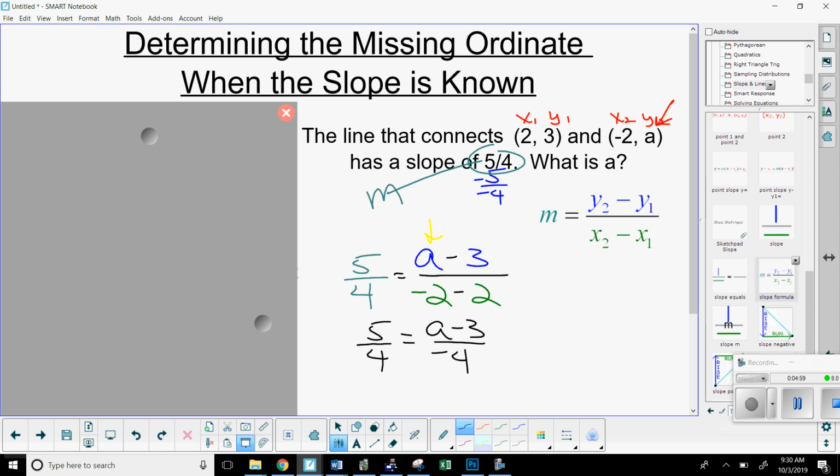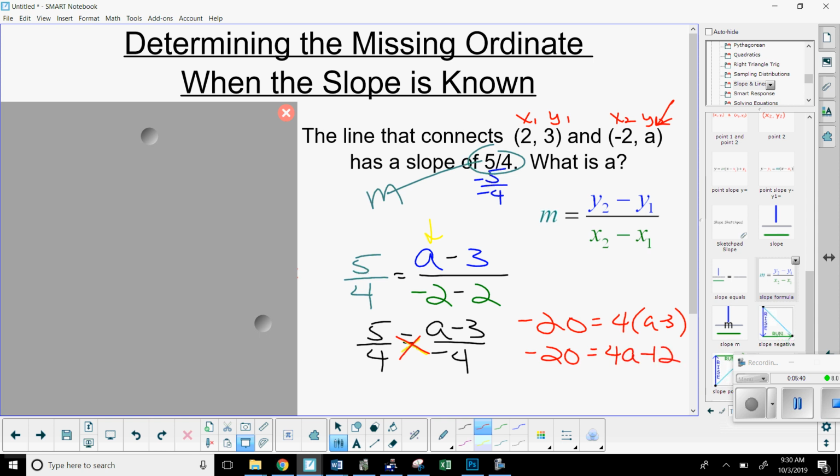Well, I have two equal fractions. When you have two equal fractions, your best strategy, your most versatile, most reliable strategy is to cross multiply. So I'm going to do negative 4 times negative 5 and get negative 20 from doing that product. And then I'm going to do the next product of 4 times a minus 3, the quantity thereof. So from there, I just need to be able to solve. I'm going to get negative 20 equals 4a minus 12 via distribution.